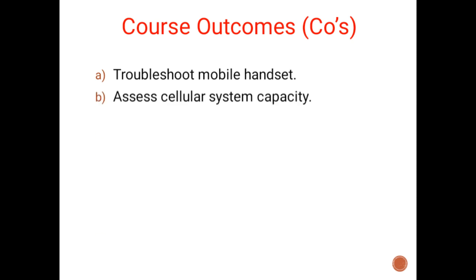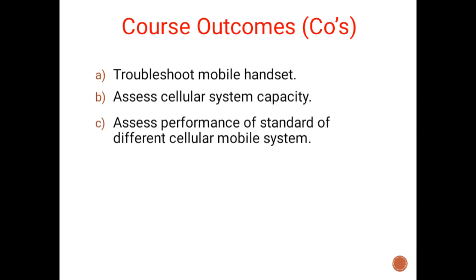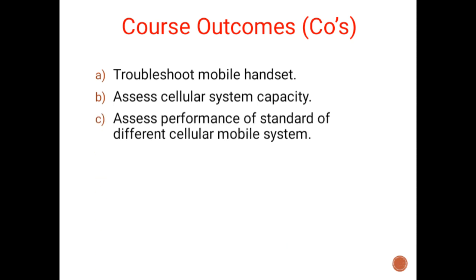Next is the second CO for the second unit. After completing the second unit, you are able to find out cellular system capacity. Next is the third CO for the third unit: assess performance of standards of different cellular mobile systems. After completing this third unit, you are able to know different standards of cellular mobile system like GSM, CDMA, IS-95 and SS7 and their performance.